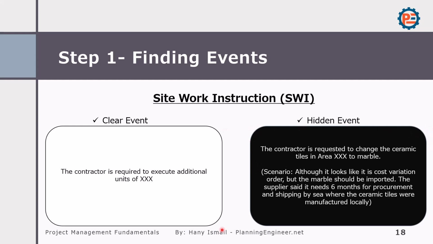Another example of an event: the contractor is required to execute an additional unit of whatever. This is a very clear event because this is additional scope of work. The hidden event could be: the contractor is requested to change the ceramic tiles in a certain area to marble. Although it looks like a cost variation order, the marble should be imported. The supplier said it needs 6 months for procurement and shipping by sea, whereas the ceramic tiles were manufactured locally. There are too many samples of hidden and clear claims.